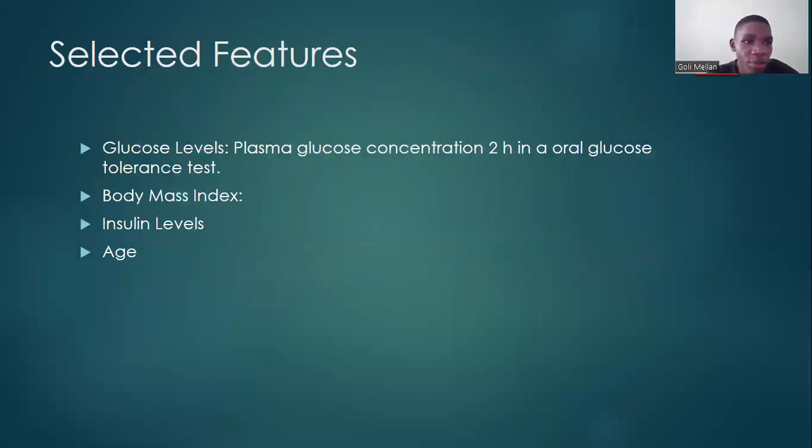By the end of this project, we shall have an app or a website where you can feed in your information related to the glucose levels, the body mass index, the insulin levels, the age, and maybe some other fields that will be required. Then this model shall be able to predict and tell you whether you have diabetes or you don't.